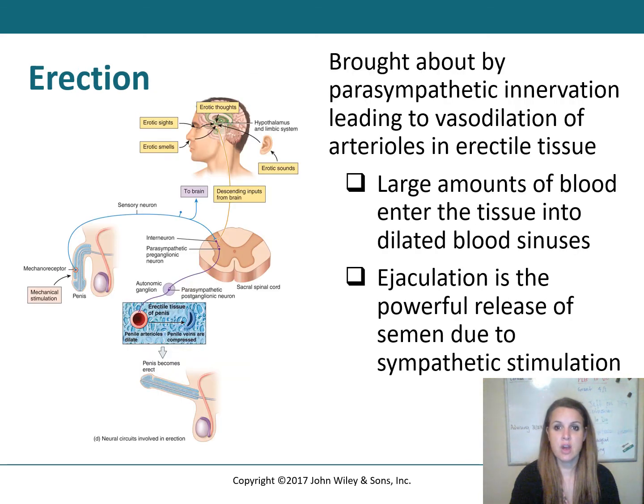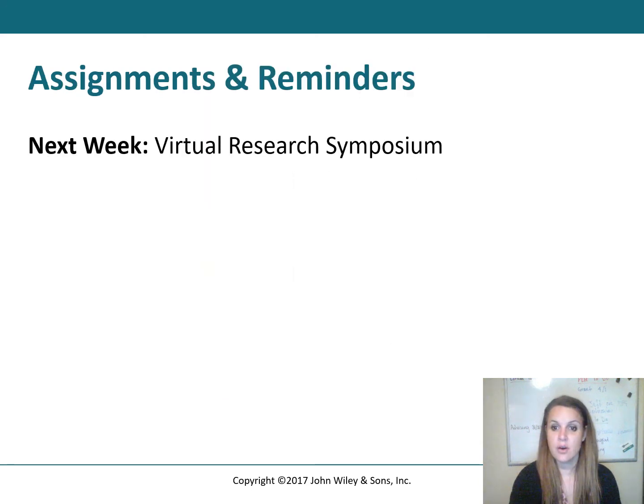So an erection is brought on by parasympathetic innervation, and this leads to vasodilation of arterioles in the corpus cavernosum and corpus spongiosum. And basically what happens is large amounts of blood enter into those sinuses, and they keep the penis erect. And then ejaculation is a powerful release of semen, and this is actually due to sympathetic stimulation at the very end of an erection. So that's the basics of the male reproductive system.